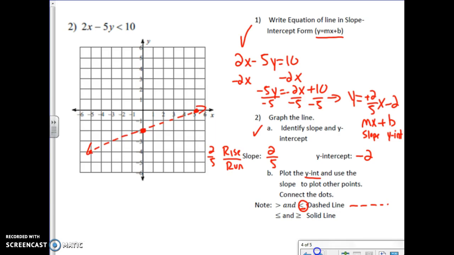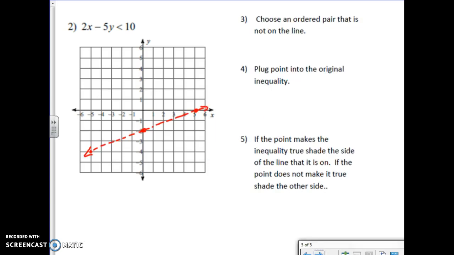Okay? So now let's look at what I have. I have exactly the same graph here. I'm going to choose a point that is not on the line. (0, 0), once again, is not on my line. And I'm going to plug it into the original inequality.